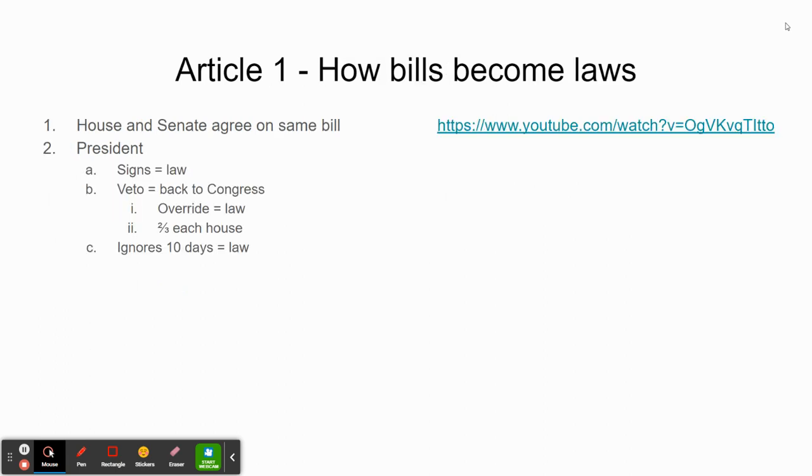Article 1 also talks about how a bill becomes law. The House and Senate agree on the same bill. It's sent to the president. If the president signs it, right away it becomes a law, or the president can forbid it. A Latin term, veto, means I forbid, and send it back to Congress. If 2/3 of the senators and 2/3 of the representatives both decide they still want this to be a law, then they override the veto, is the term, and it becomes a law. If the president chooses the third option and simply ignores the bill, after 10 days, it will become law.